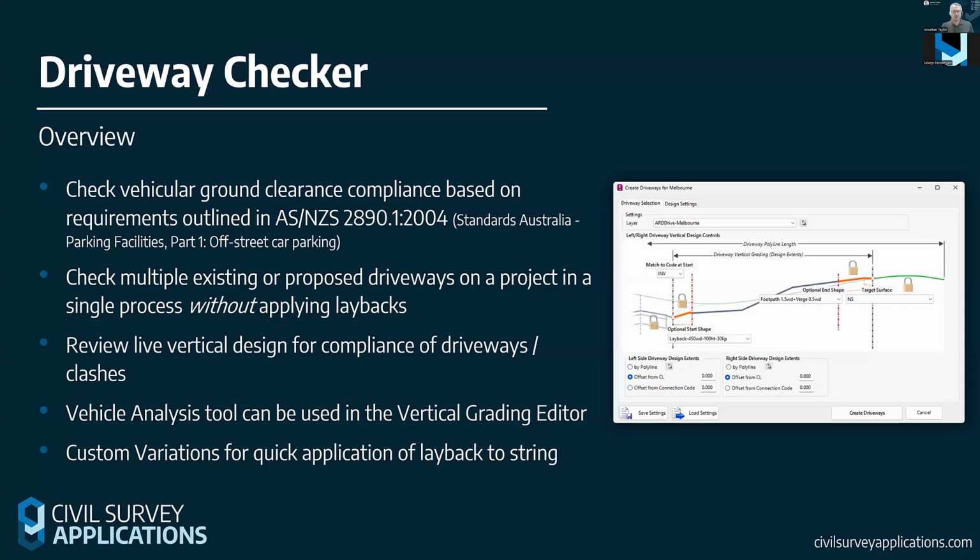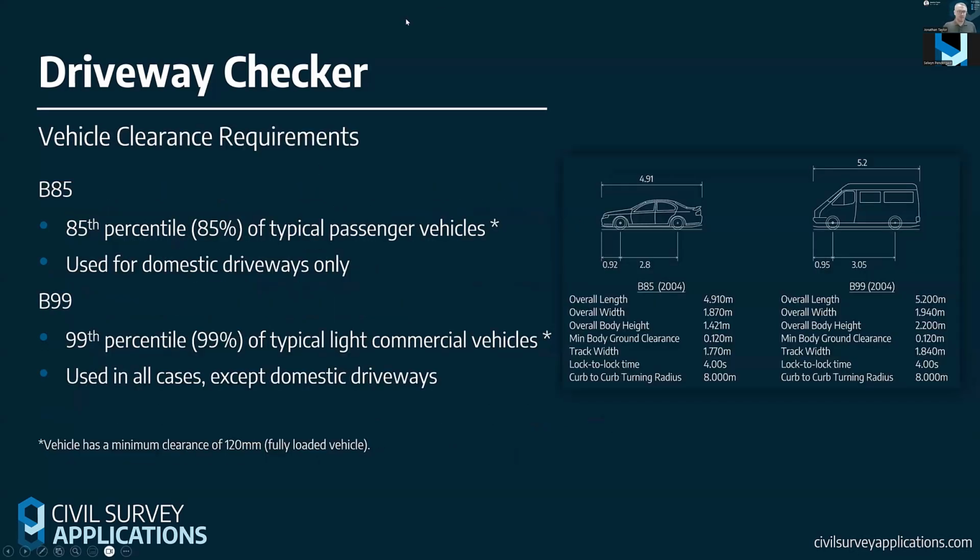So, a quick bit of discussion on the vehicle clearance requirements as outlined in that document. The Australian standards document says a B85 vehicle, for those of you that don't know, is essentially a vehicle which represents 85% of typical passenger vehicles. And for the more experienced drivers out there, you'll notice that that B85 vehicle is a Ford Falcon. That was what the B85 was based on in 2004. And that is basically the vehicle that is used to check domestic driveways only.